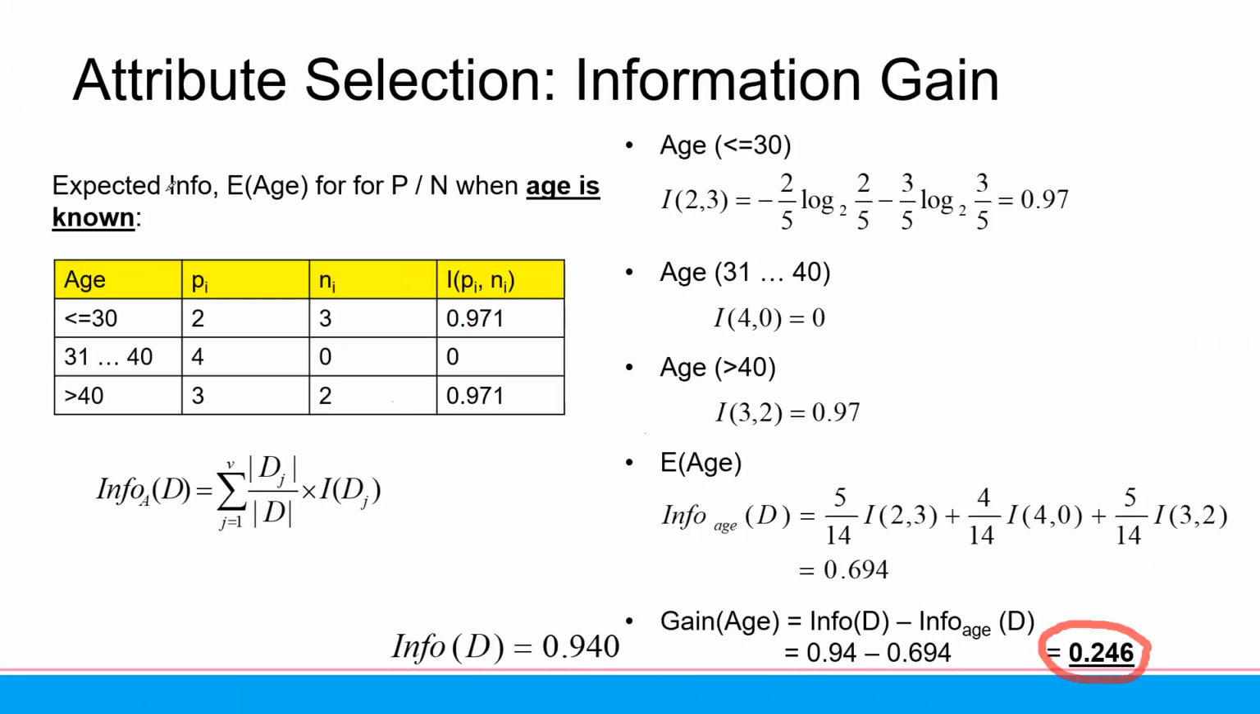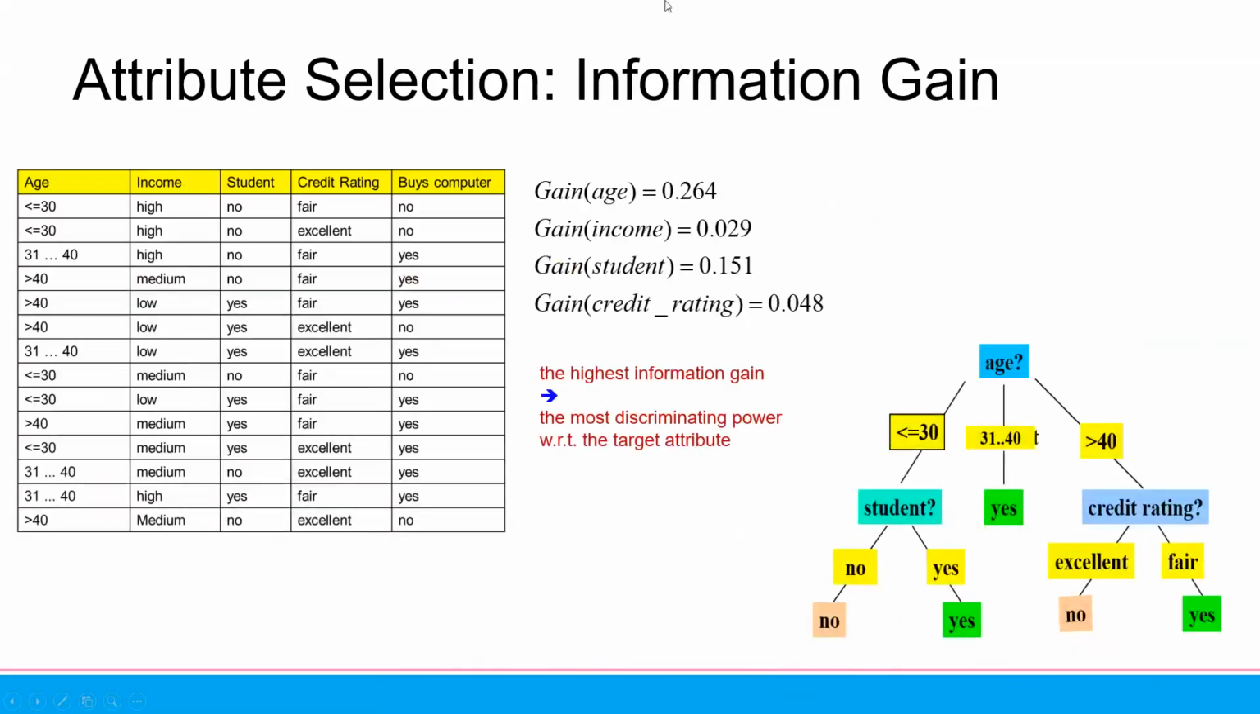So this is only the attribute age. We need to do next for the attribute income. We need to do next for the attribute student. We need to do next for the attribute credit rating. And then we will get all the gain values.